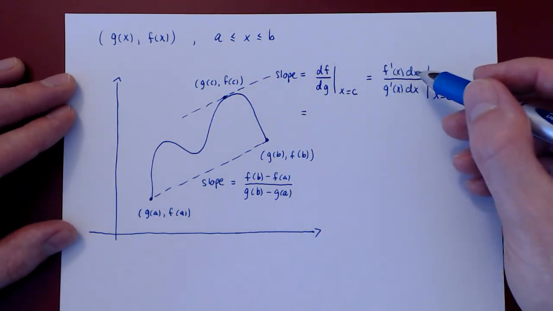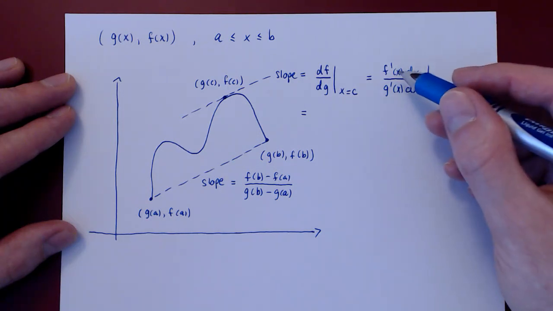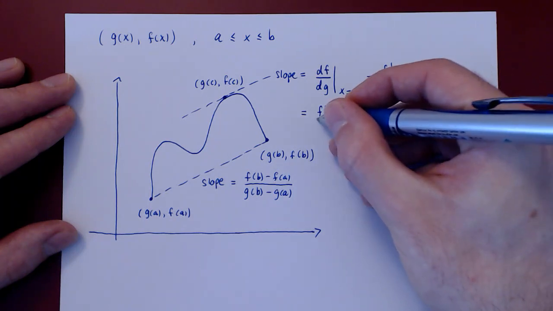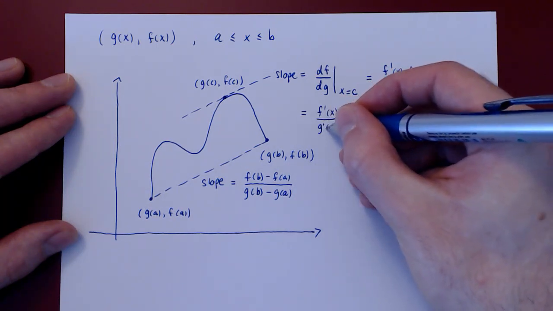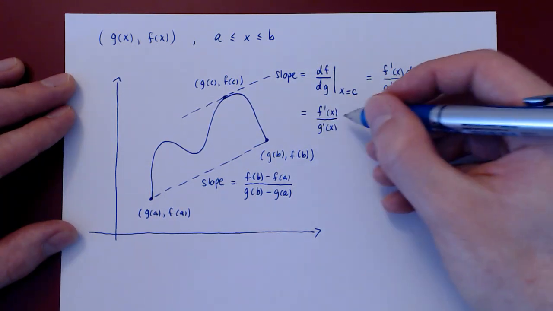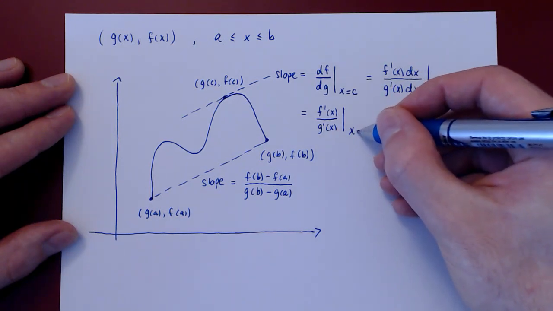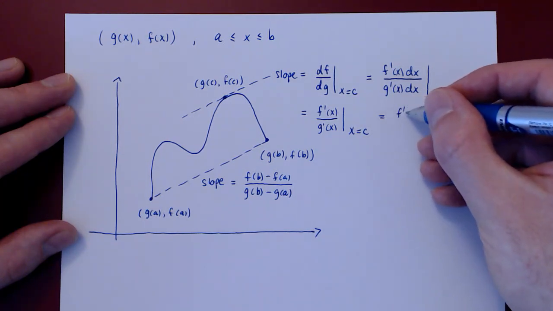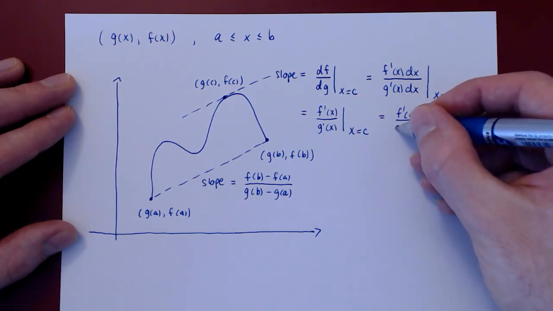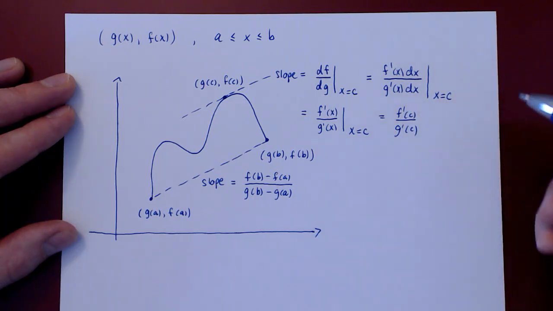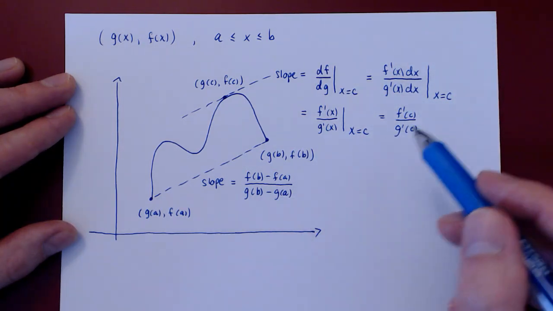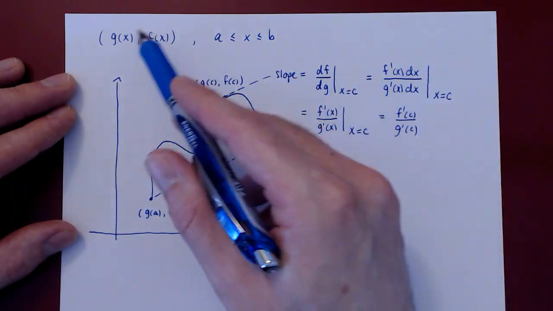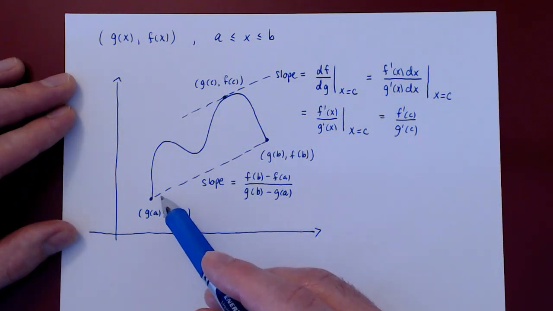Of course, obviously, dx over dx cancels, and we are left with f prime of x over g prime of x being evaluated at x equals c. And now if we evaluate, we get the derivative of f at c over the derivative of g at c. And now we have the desired result. Choosing c just right, the tangent line to the parametrized curve in the xy plane will be parallel to this line.